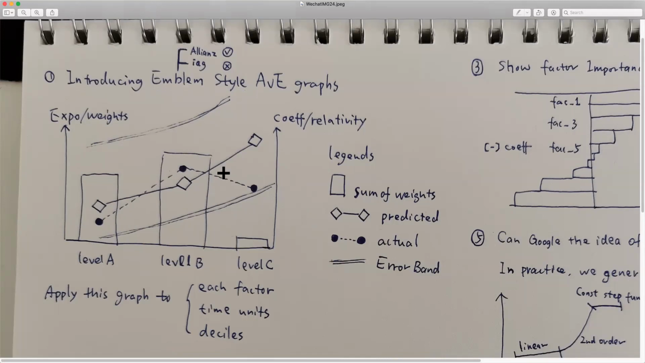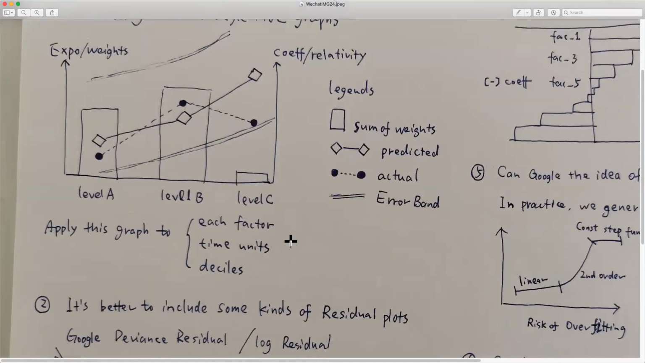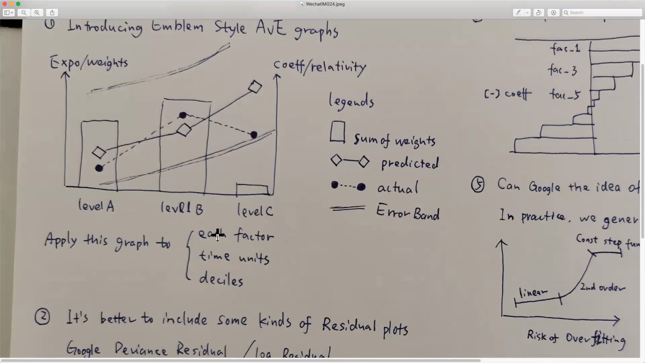Generally, you should put more trust on high exposure levels. For example, for level C, the exposure is very low, and as you can see, the gap between the predicted and the actual is very big. Generally, it's not a problem because it's still within the error band. And then you can apply this kind of graph to each individual rating factor or some time series. For example, if you want to see the actual versus expected across the years or quarters. Or you can apply this graph to deciles or maybe percentiles if your data set is big enough.